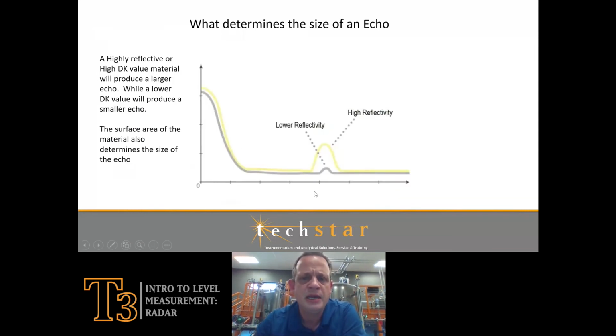So what determines that echo size? We said it was dielectric value, right? So you can see here, I have this larger echo. That would be my larger, more reflective substance, such as water. And then my smaller echo would be something that's not nearly as reflective. As long as I don't have noise or other objects in my measuring range that are larger than whatever I'm trying to measure, I can measure it easily.